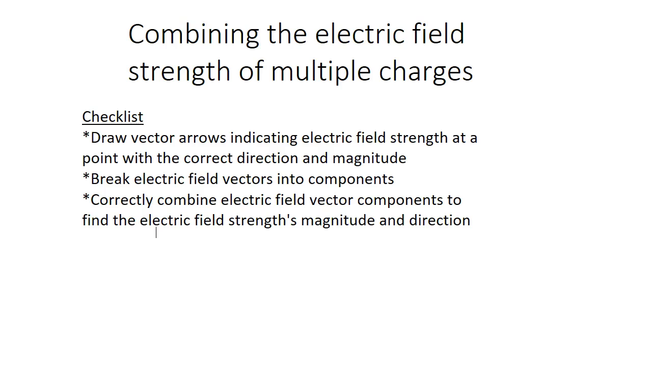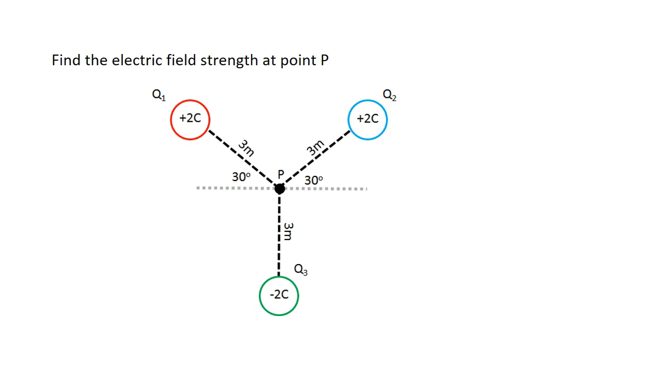Alright, let's get started. In this question, we're asked to find the electric field strength at point P, which, as seen here, is in between charges Q1, Q2, and Q3. The electric field strengths are a vector, so we're going to have to add together the vector components in order to find the electric field strength at point P.